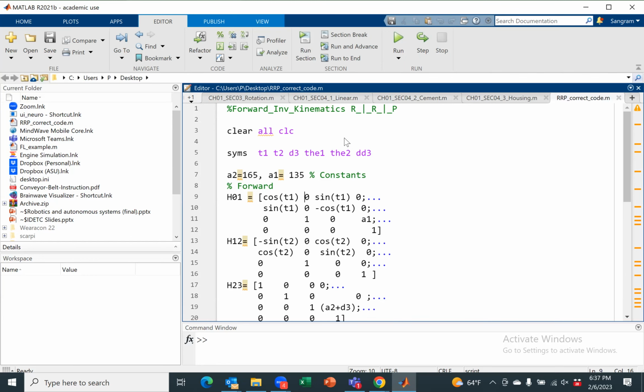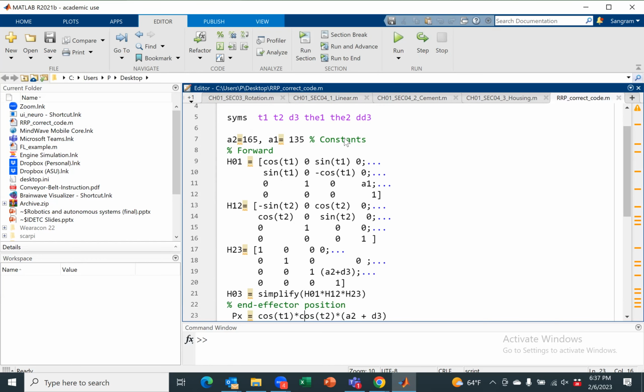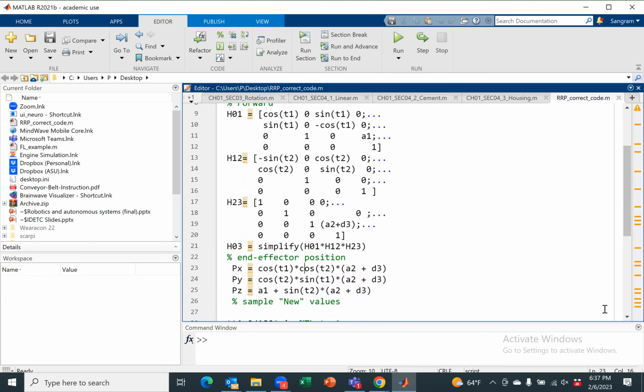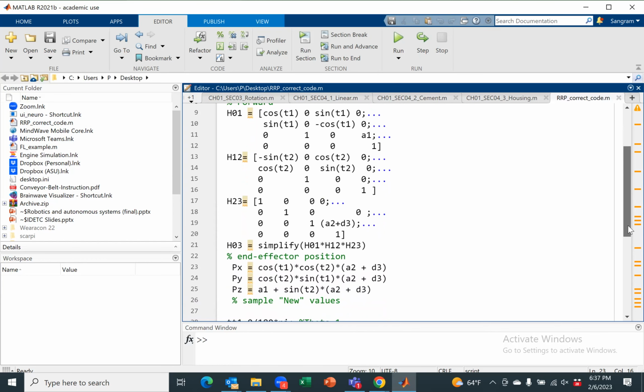Is that the same as what we derived? 0h1, 1h2, and 2h3. Can you see that in 2h3, I have 0, 0? Then I perform the multiplication, and then I simplify and get the expression for the end effector position.